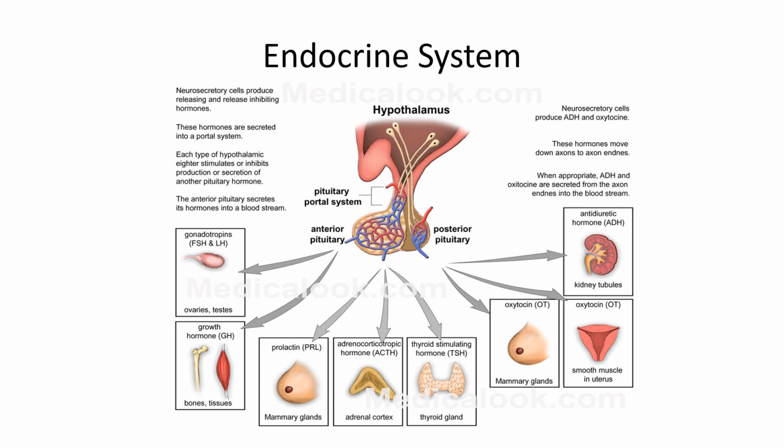You also see that the posterior pituitary is involved with the production of ADH, antidiuretic hormone. And again, you will be learning a lot more about how ADH affects certain disorders when you get to the endocrine chapter in the third term. So this is just an overview for you to recall what is produced by the anterior pituitary and what is produced by the posterior pituitary.